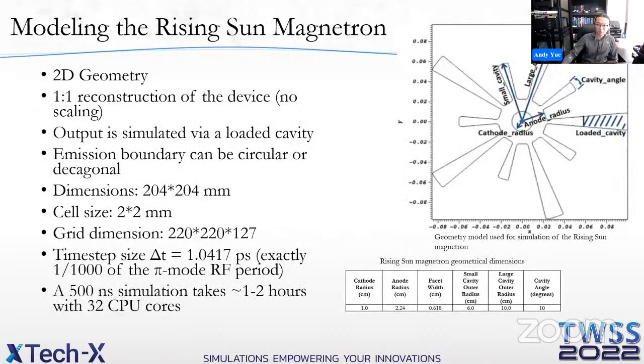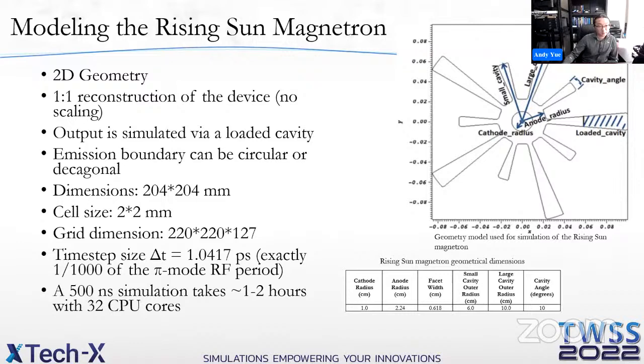The rising sun magnetron model has a 2D geometry with no scaling. The dimensions are shown in the figure and the table here. Since it's a 2D model, RF output was simulated by a power absorber in one of the cavities, as you can see in the figure, the loaded cavity. The cathode emission boundary in this case is circular, modeled as a cylinder, but in actual magnetrons, this cathode can take many shapes, usually a spiral, and sometimes other exotic shapes as well. The simulation domain is 204 by 204 millimeters.